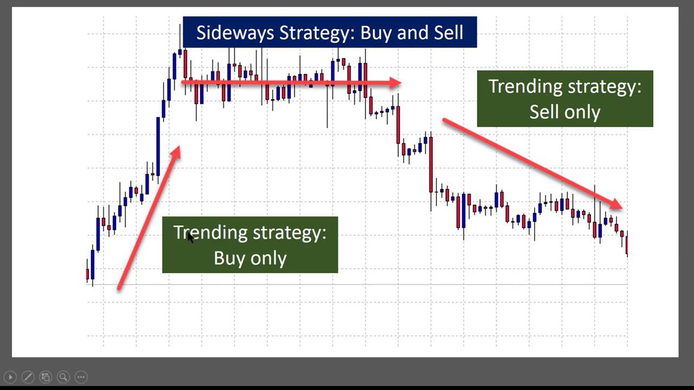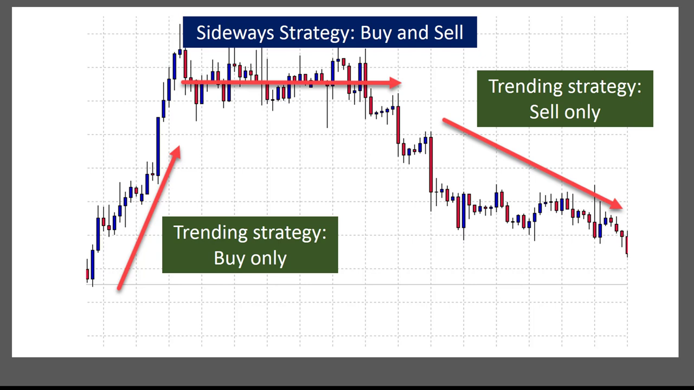So here is an upward trending market. You need a buy only strategy. Here's a sideways market, so you need a sideways strategy where you buy and sell at the same time. And then the market starts trending downwards, so you would only have a sell strategy in that particular case. So that again is why set files become of less use, because the trader has to really adapt the GTM trading to the nature of the market that it's in.